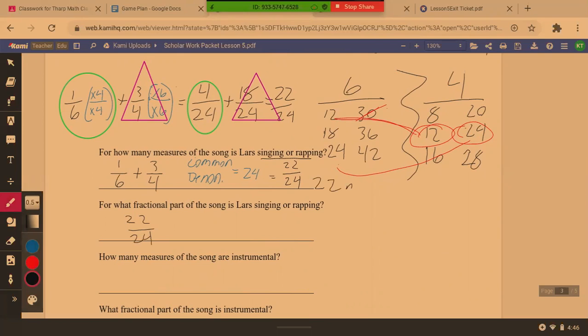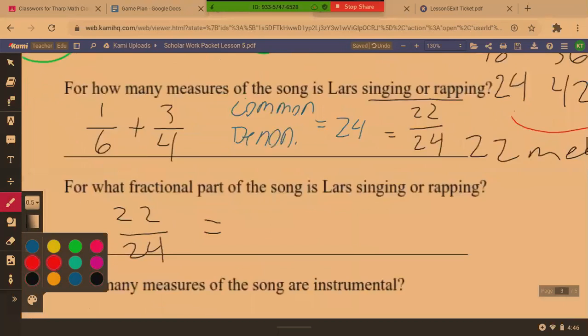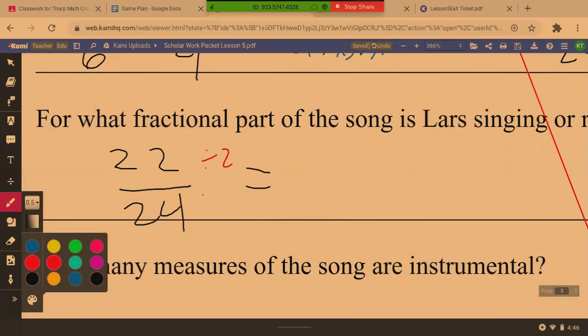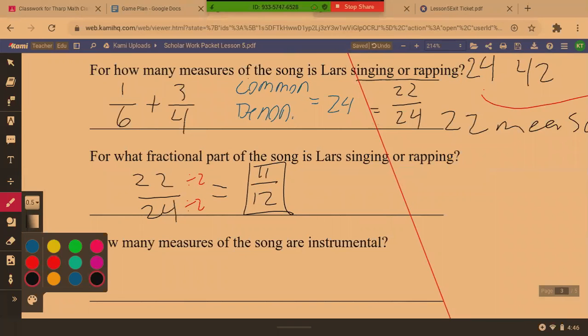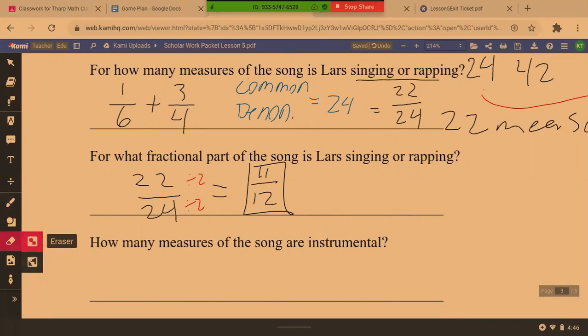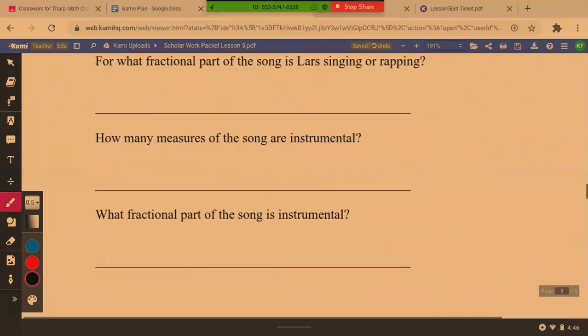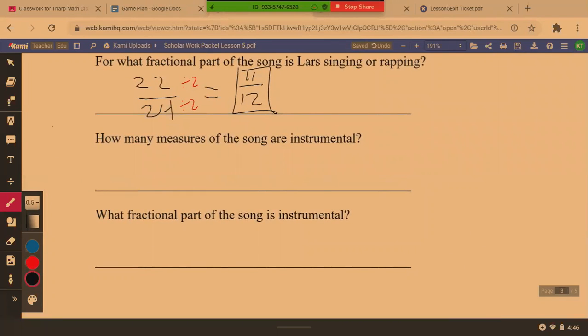So 22 measures were spent, but 22 out of 24. Let's simplify that. Let's divide the numerator and denominator by 2 and see what we get. That's going to be 11 over 12. So that is going to be the fractional part of the song that is spent rapping or singing. We could say 22 over 24, but if we simplified it, it's going to be 11 over 12.